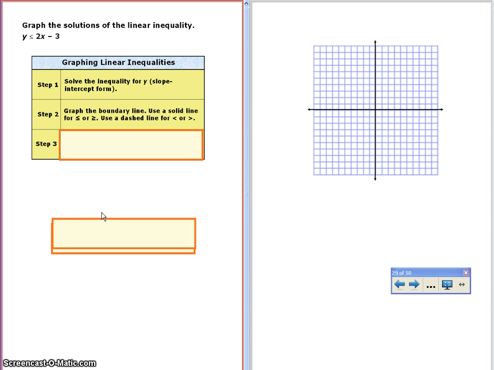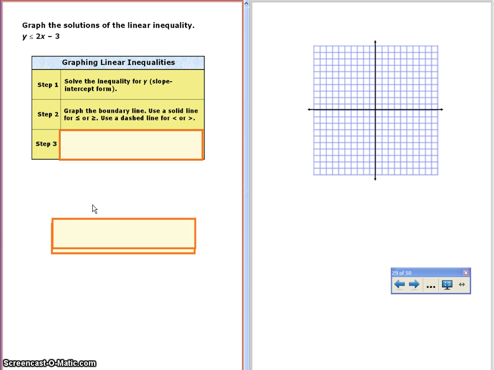A boundary line is going to be solid if it's a greater than or equal to, or a less than or equal to sign. And then it would be dashed if it is just a less than or a greater than sign. So that's one piece for you.